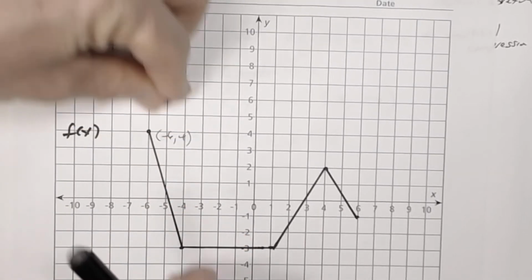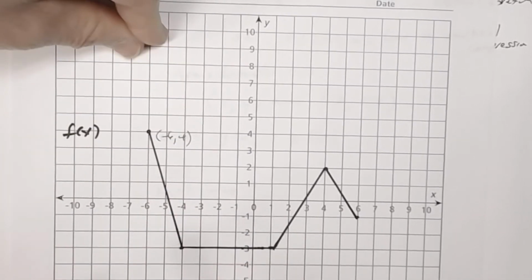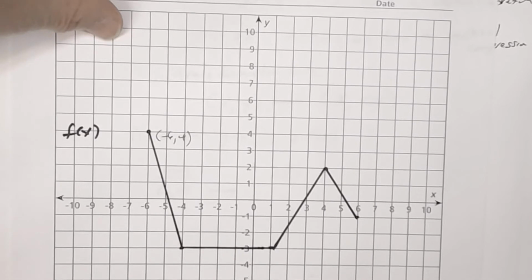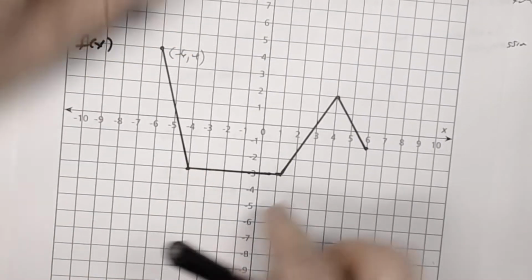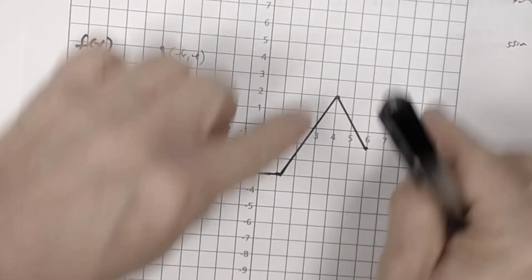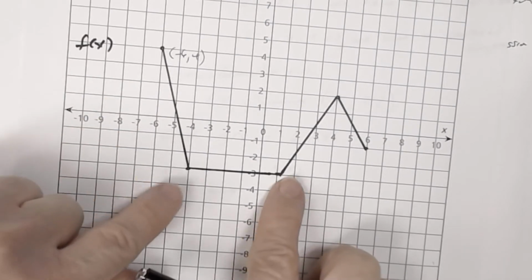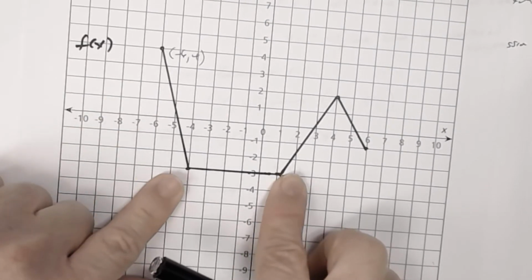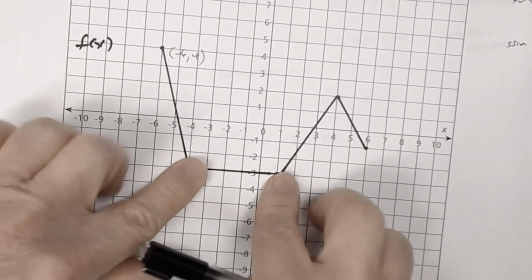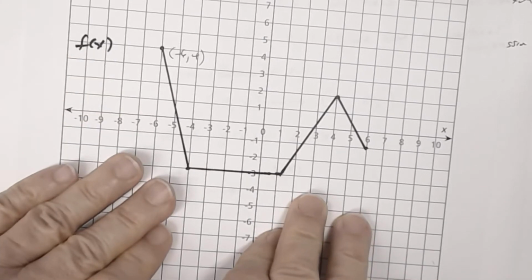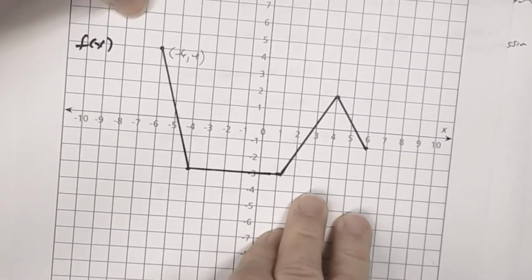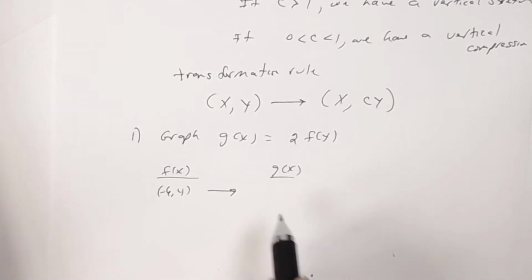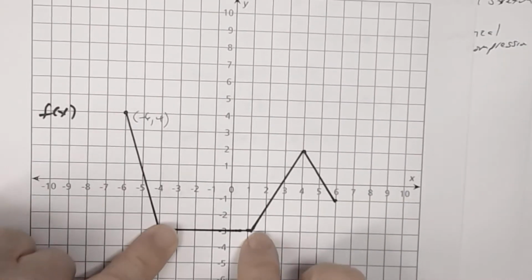Since that's a vertical stretch, the segments are going to get longer. You're going to see it's going to be stretched. This is going to get bigger. Now we're going to see what happens here because that's horizontal. How do you vertically stretch a horizontal segment? That's going to be a discussion.